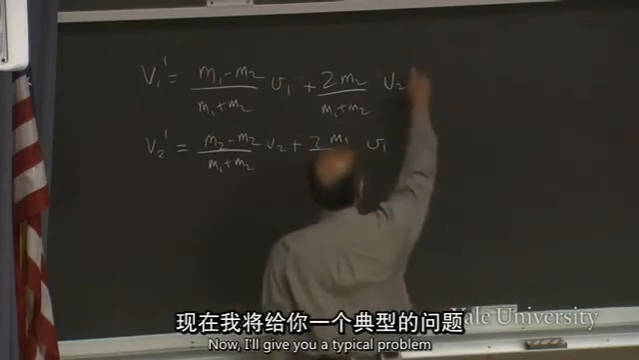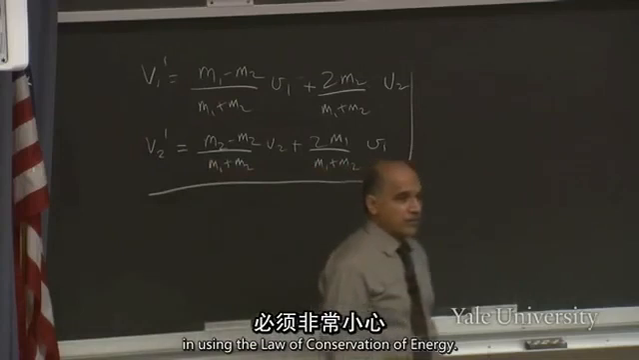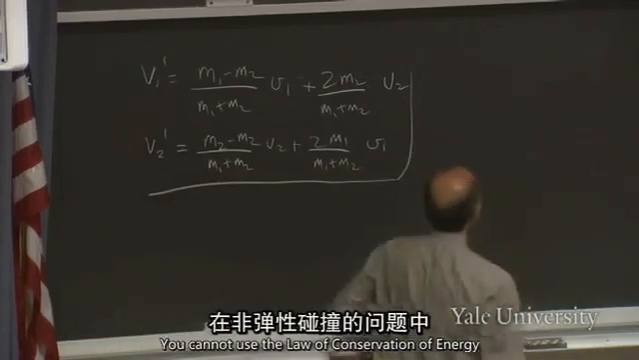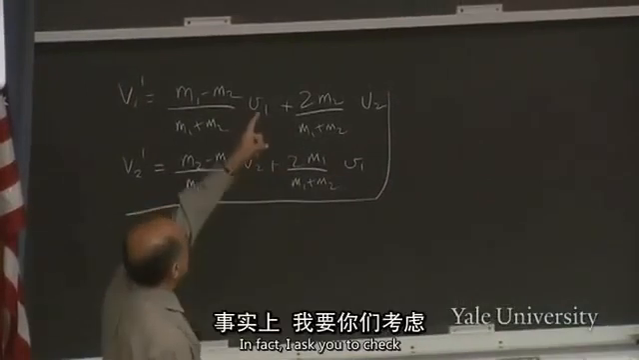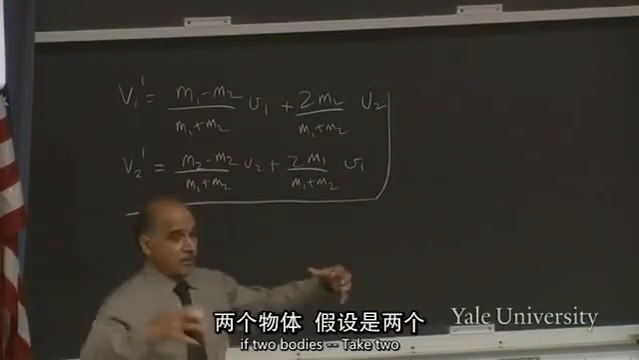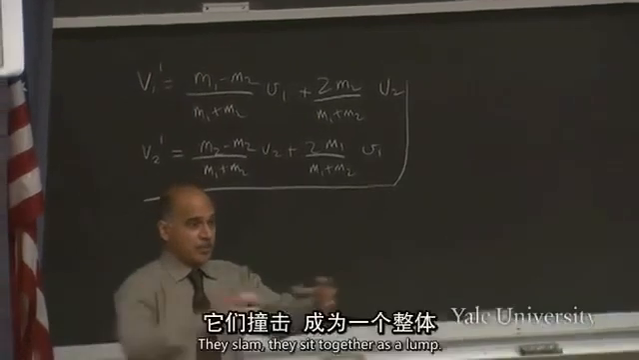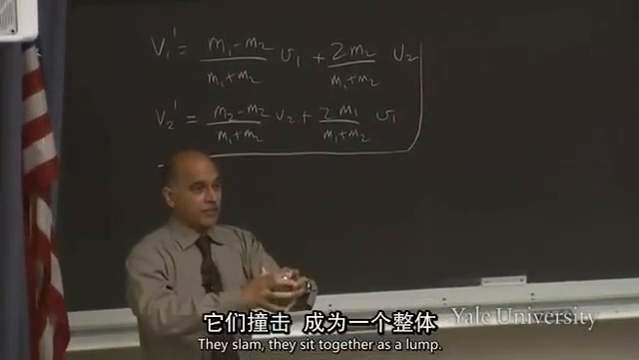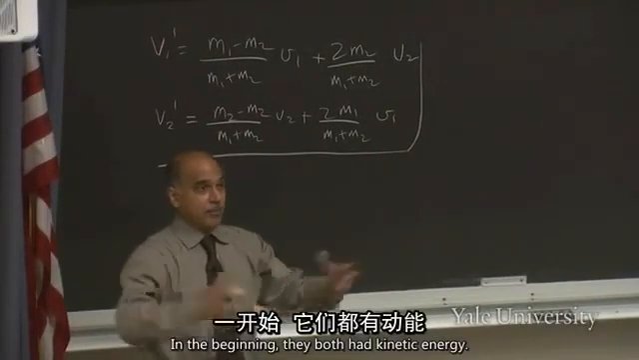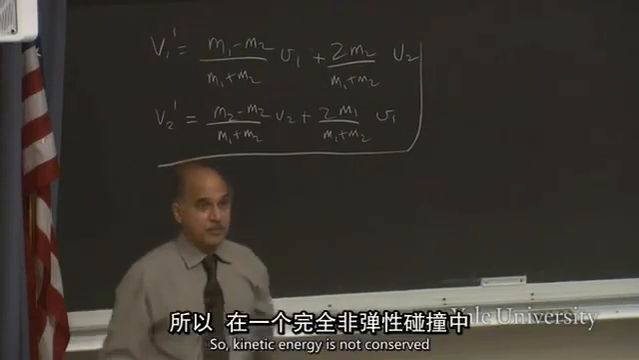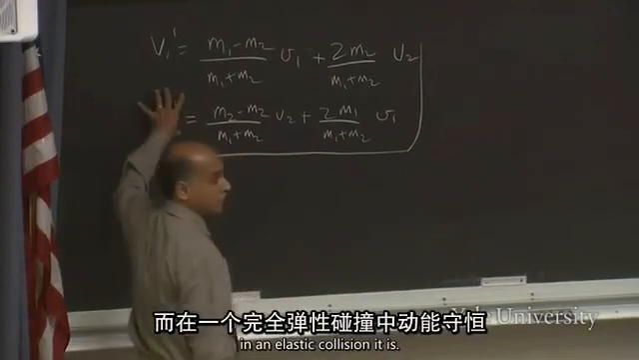Now, I'll give you a typical problem where you have to be very careful in using the law of conservation of energy. You cannot use the law of conservation of energy in an inelastic collision. In fact, I ask you to check: take two identical bodies with opposite velocities. Total momentum is 0. They slam, they sit together as a lump. They got no kinetic energy in the end. In the beginning, both had kinetic energy. So kinetic energy is not conserved in a totally inelastic collision. In elastic collision, it is.